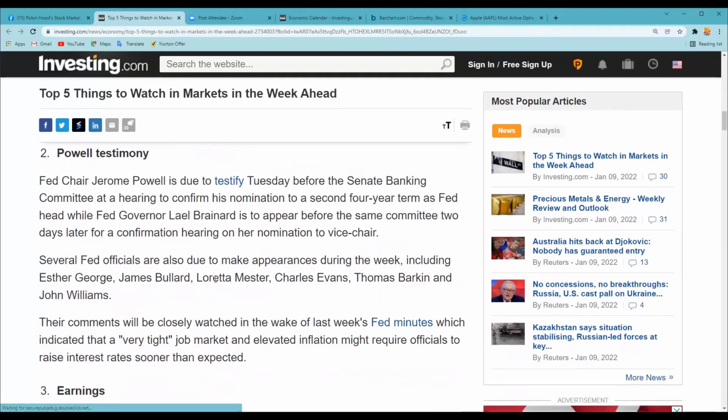Number 2, the Powell testimony. Jerome Powell is due to testify Tuesday before the Senate Banking Committee at a hearing to confirm his nomination to a second 4-year term as Fed head, while the Fed governor is to appear before the same committee 2 days later for a confirmation hearing on her nomination to vice chair.